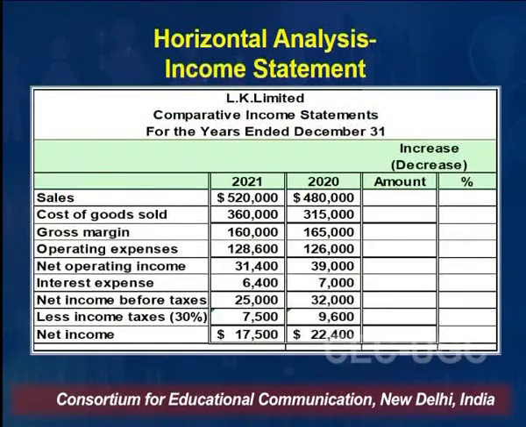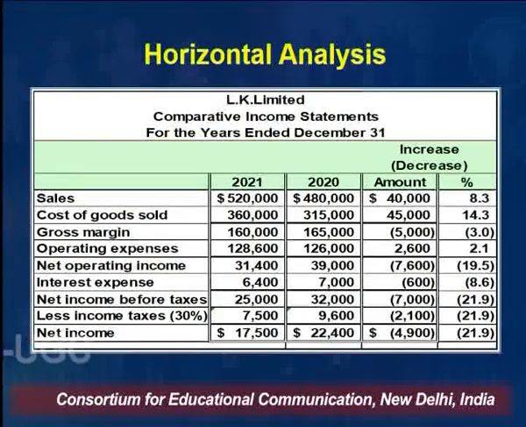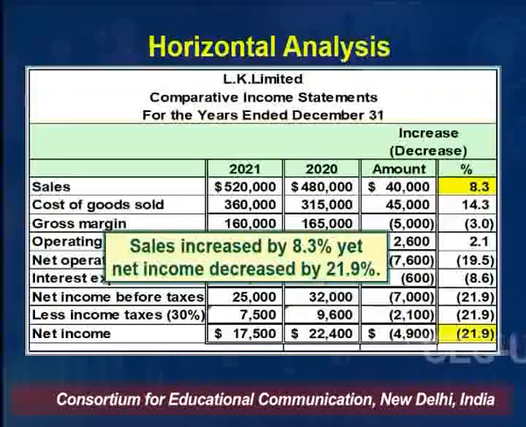Now the same process we shall follow for the comparative income statement. For the same company LK Limited, we have sales, cost of goods sold, gross margin, and operating expenses. Again we have created 2 more columns, amount and percentage, and we shall follow the same process. The difference amount we shall write, and then change divided by base year value into 100 will give me the answer in terms of percentage. Say for instance 8.3% for the first item, that is sales. So if you look, sales has increased by 8.3% and your net income has actually decreased by 21.9%.